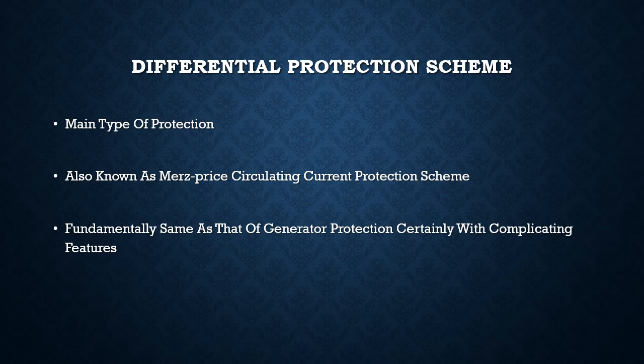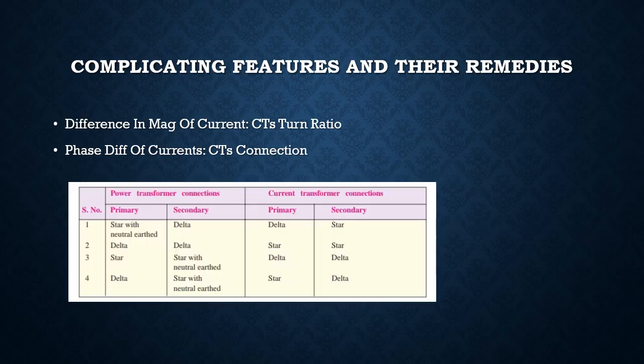So this differential protection scheme is also known as merz-price circulating current protection scheme, or simply known as merz-price differential protection scheme. This protection scheme is fundamentally the same as the generator scheme, but certainly with some complicating features. The complicating features and their remedies are given below.